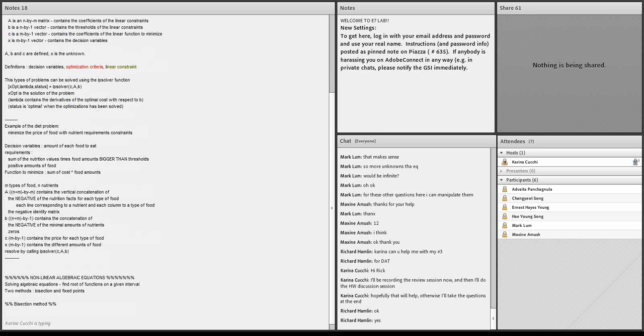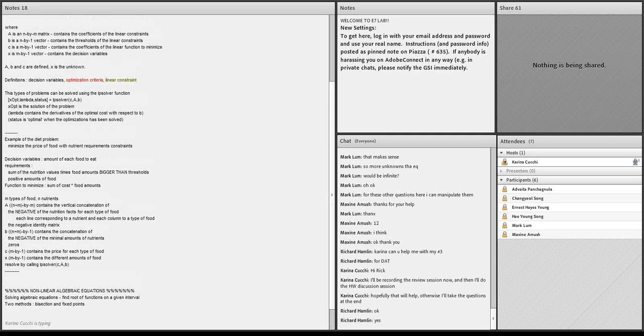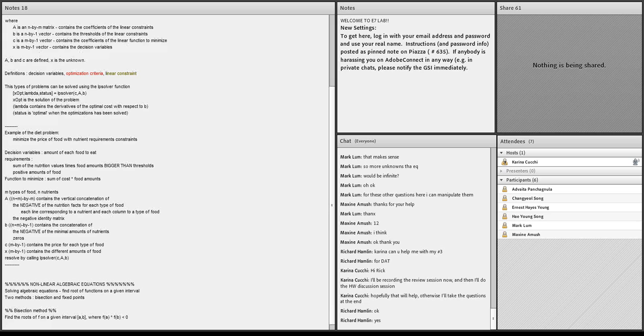So let's start with the bisection method. So in the bisection algorithm, you want to find the root of a function f on a given interval ab, where the starting condition is that f of a times f of b is smaller than 0. So this means that f of a and f of b have different signs, and that the function somewhere crosses the x-axis between a and b.